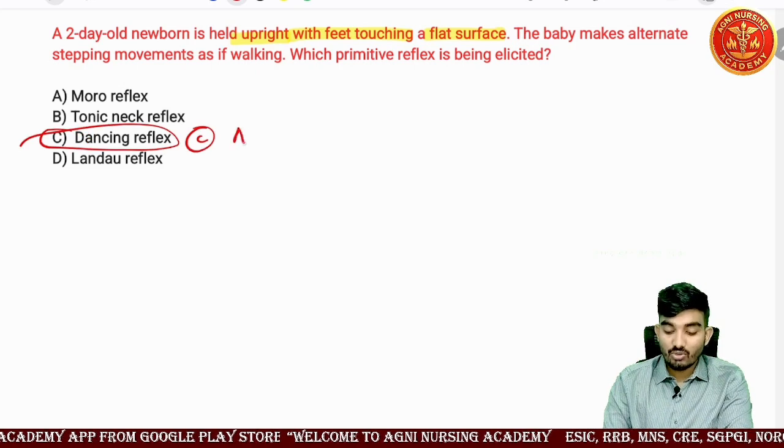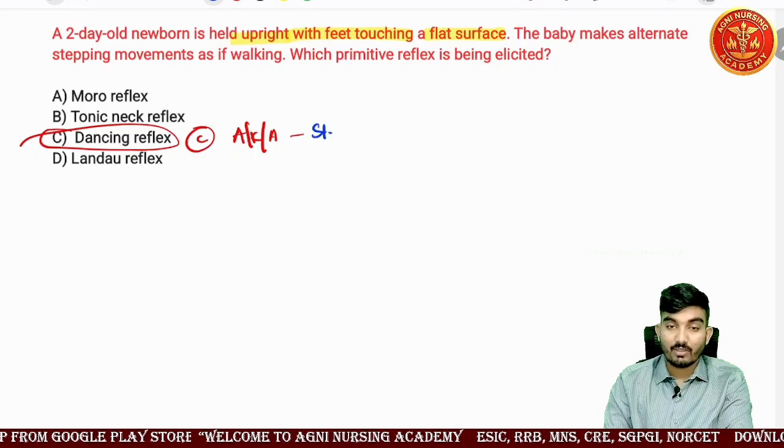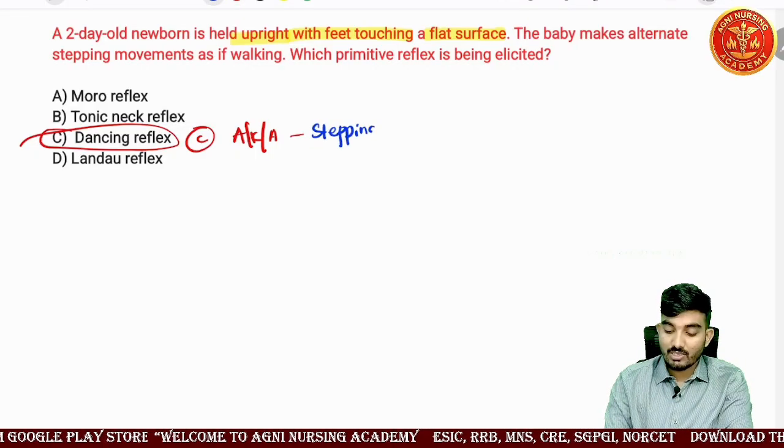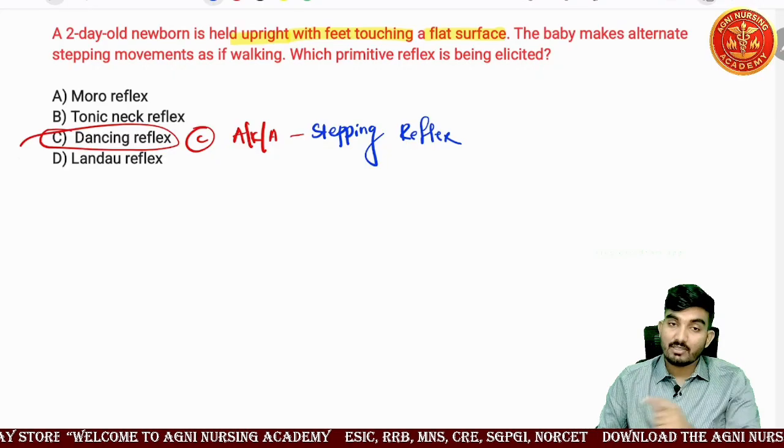It is also known as stepping reflex. We'll see in detail here.